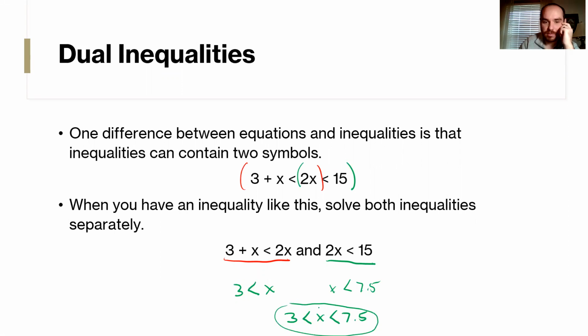And you can check it by picking any point. Let's say we do x is equal to 4, so we'd get 8 here. We'd get 7 on this side. 3 plus 4 is 7. 7 is less than 8, which is less than 15, so that checks out.